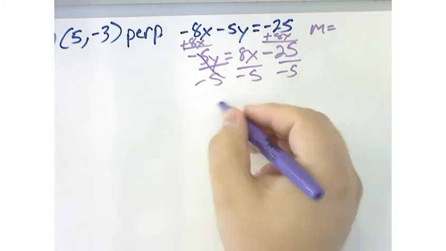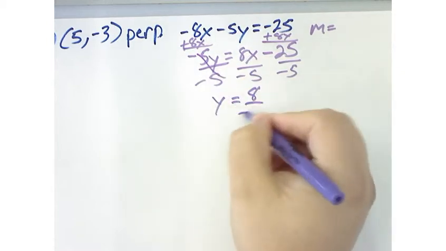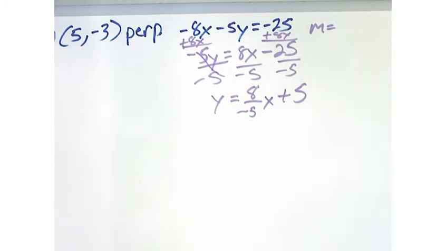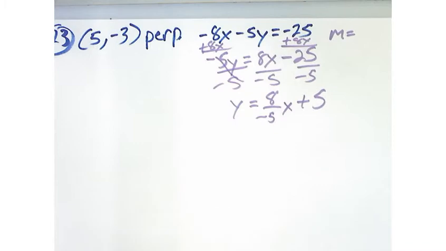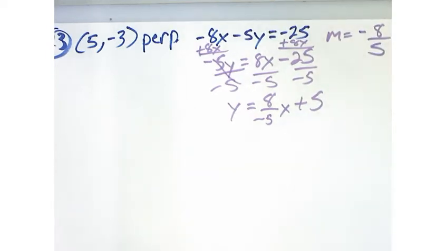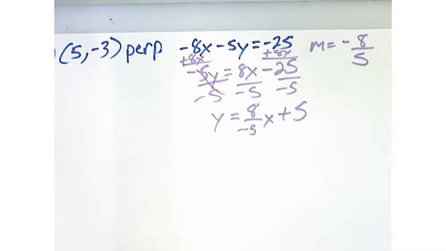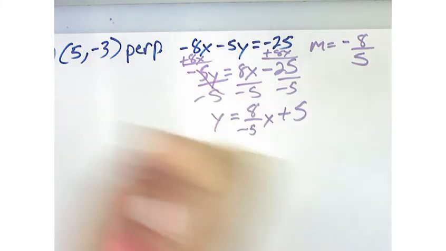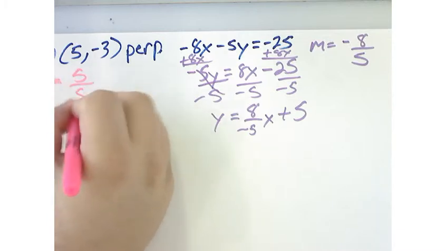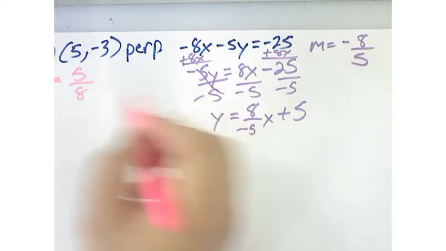This will cancel and I say y is equal to 8 over -5 x plus 5. Now this is the original line. So my slope of the original line is -8 over 5. But what do we know about perpendicular lines and slopes? Opposite and reciprocal, right? Flip and switch is what I always call it. So it's going to be 5 over 8, and since this one's negative, this one has to be positive.